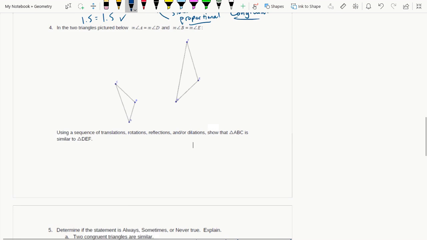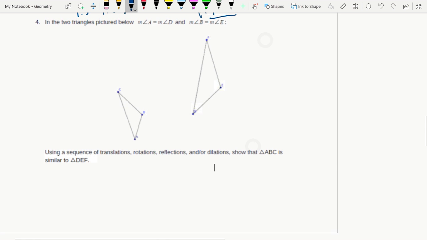All right, people. This is number 4. Sorry about that weird sound you just heard. That was Mrs. McSparron filling her water cup with ice. All right, so number 4.